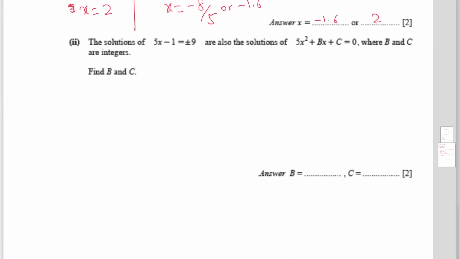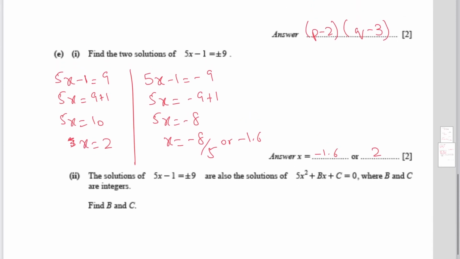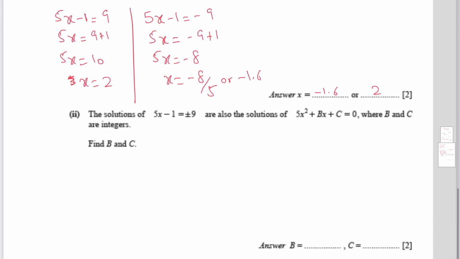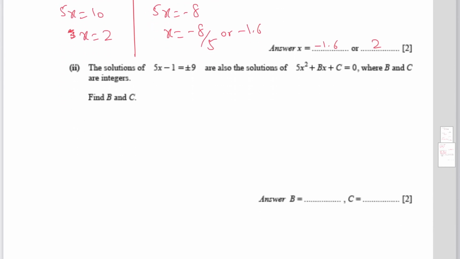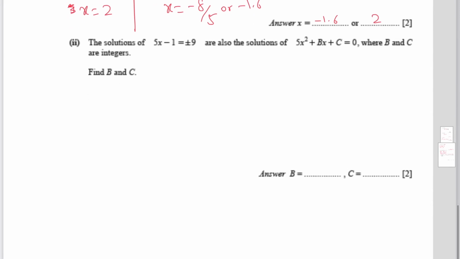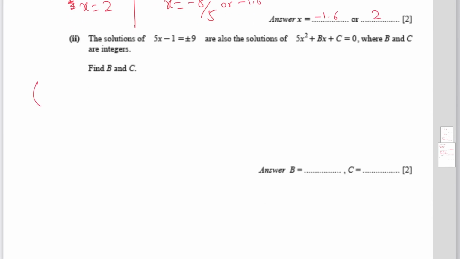The next part says the solutions of 5x minus 1 equal to plus minus 9 are also the solutions of 5x squared plus bx plus c equal to 0, where b and c are integers. Find b and c. Okay, what we have to do over here is there are two different methods to do this. First of all, we can use the factor method. That's the shortest method, so let's use that. So one of the factors is x plus 1.6 and the other factor is x minus 2.